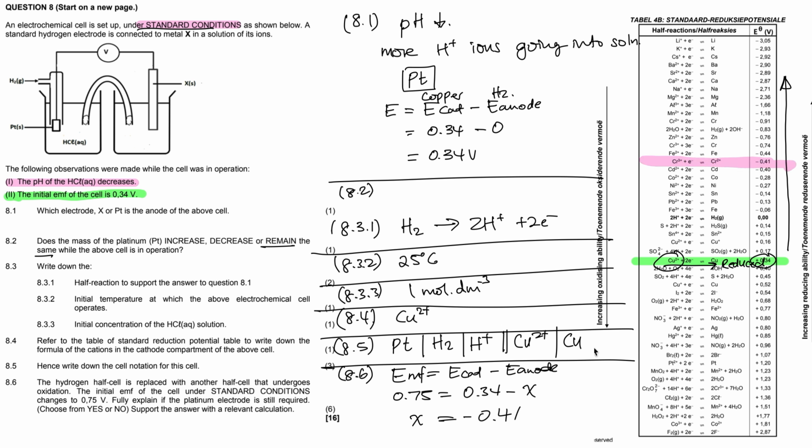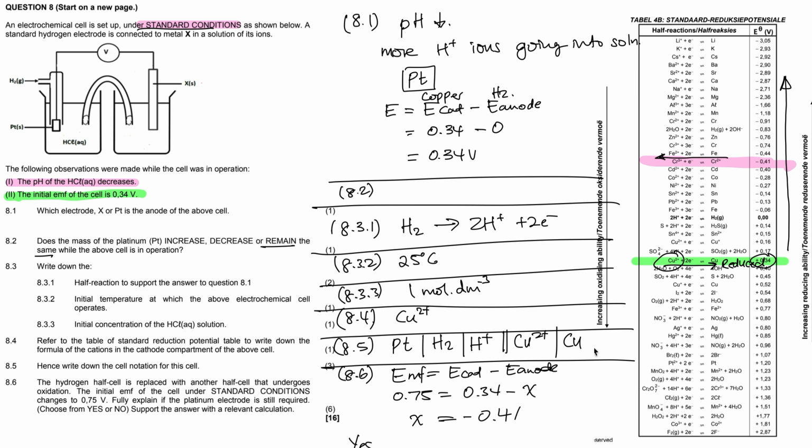It's this chromium one, right? And so that's going to be oxidized, so it's going to be chromium 2 plus going to chromium 3 plus. But the question is, is the platinum still required? The answer is yes. The platinum is still required.